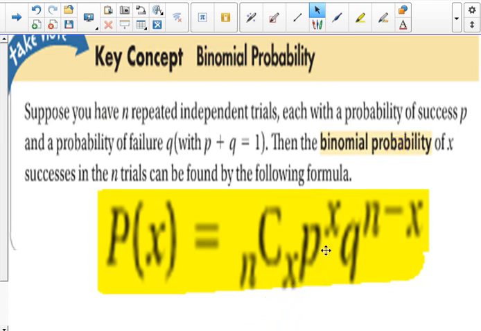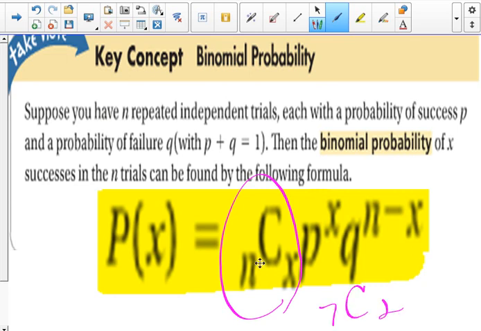And then notice this first thing right here. Anybody recognize this? nCx? Combinations, from our previous lessons. It sure is. So you remember how to do that in the calculator very quickly, right? So if I had 7C2, let's try to plug that in real quick in the calculator. So remember to clear everything out so you don't have anything goofy.